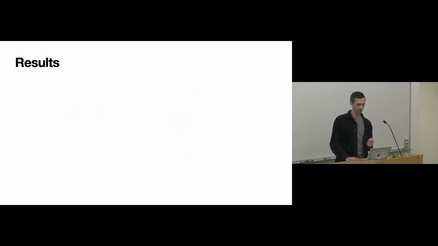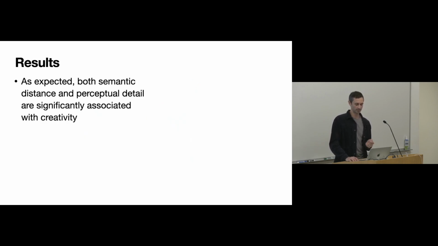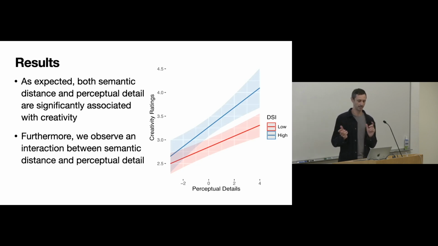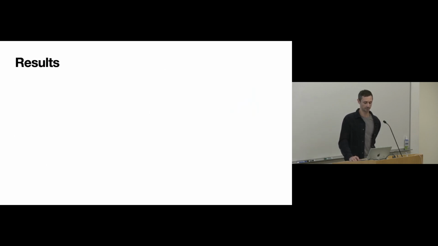We then fit our regression model, and as hypothesized, we find that both semantic distance and perceptual detail are significantly associated with creativity. This model explains approximately half of the observed variance in creativity ratings with an R-squared of 0.56. In a second model, we test for an interaction, and indeed, we observe a significant interaction between DSI and perceptual detail. This finding suggests that the most creative stories are those which combine perceptual details with semantically distant concepts.